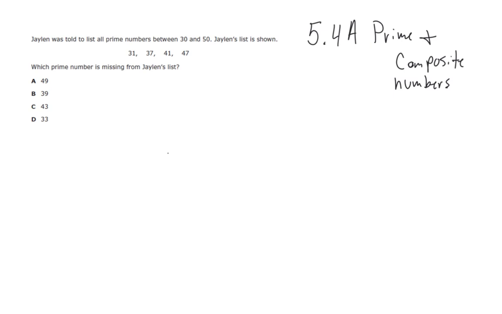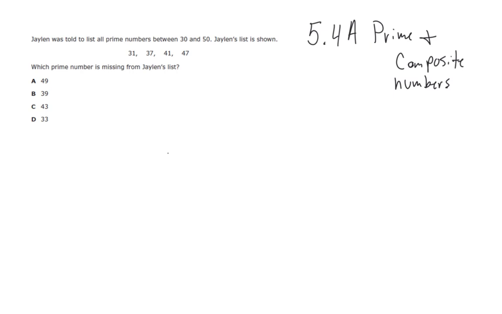Alright guys, let's go ahead and take a look at 5.4a. 5.4a focuses on prime and composite numbers. Knowing the difference between prime and composite numbers helps you understand how numbers are made and how they can be broken down. Let's dive in.